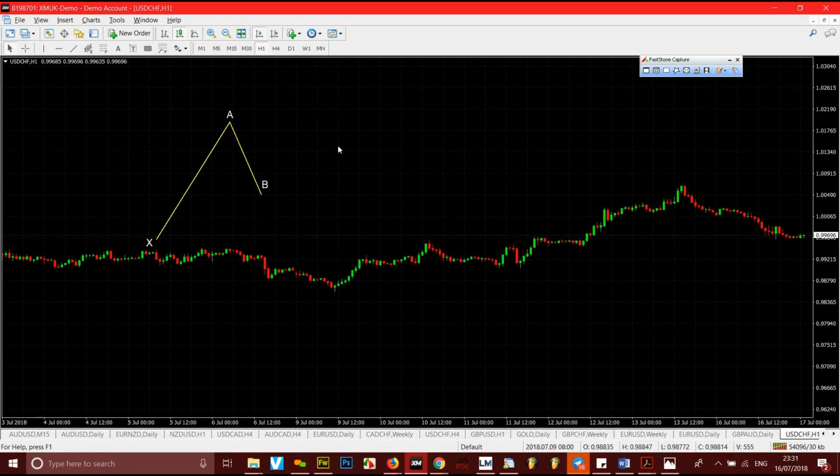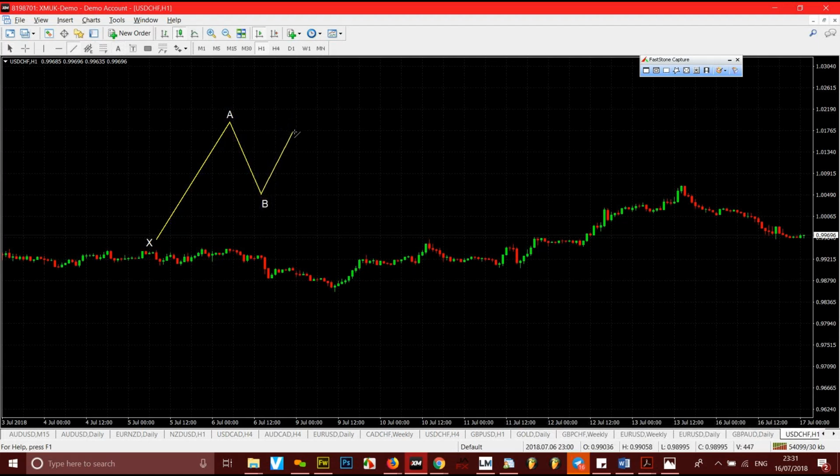I'm going to show that as well because I want to make sure that you really understand how this is drawn. So after you must have found your impulse leg and your retracement or pullback, which is your AB, what you're looking for now is your C leg, which is the pullback of your AB. So this is the leg you're looking for. You want this leg to go up.